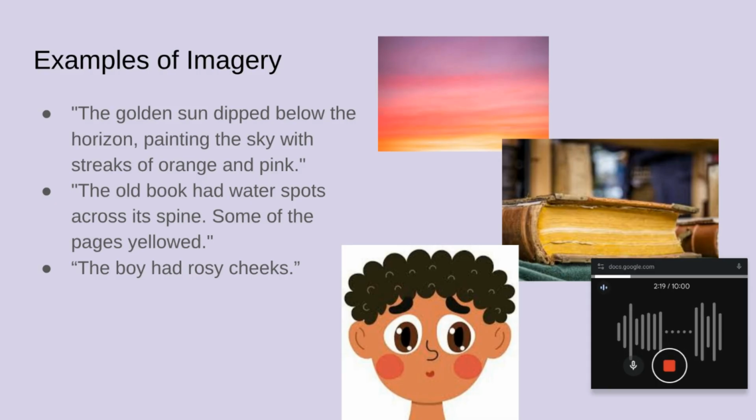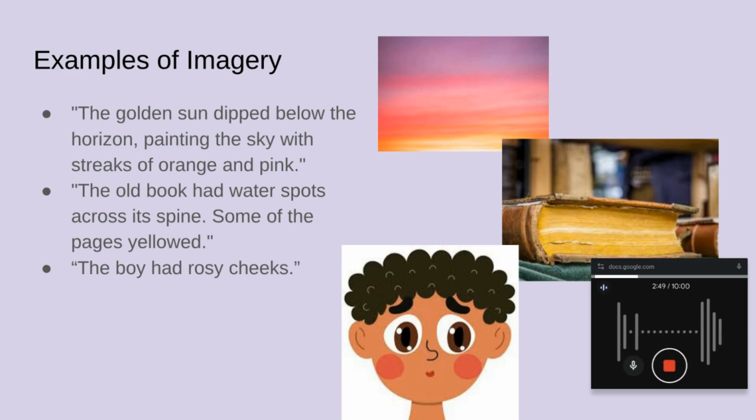Another example is the old book had water spots across its spine. Some of the pages yellowed. So again, with showing rather than telling, we could have just said an old book. But instead, we describe it by saying it has water spots across its spine and the pages are yellowed. So you can picture the yellowed pages of the book. And it just helps you to understand better how old the book is that we're talking about.